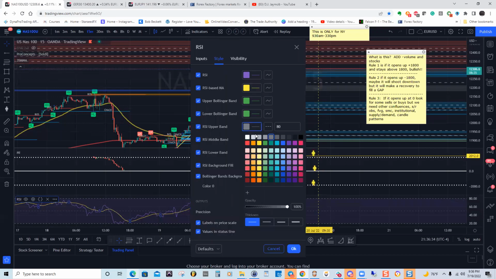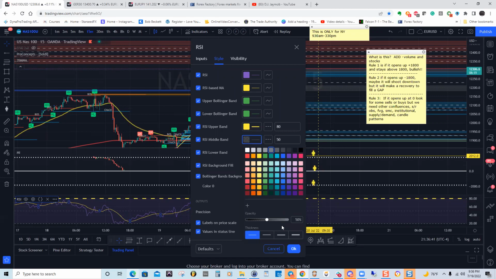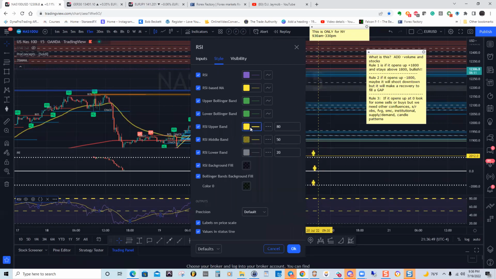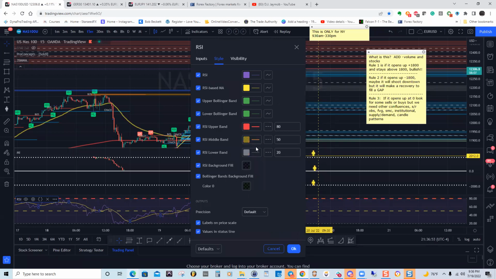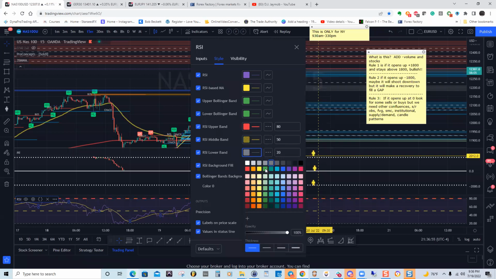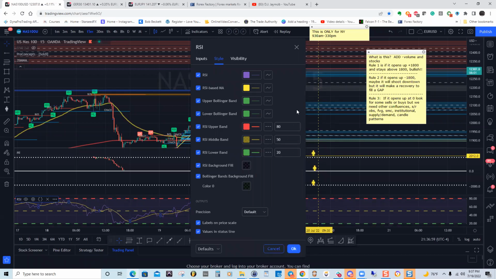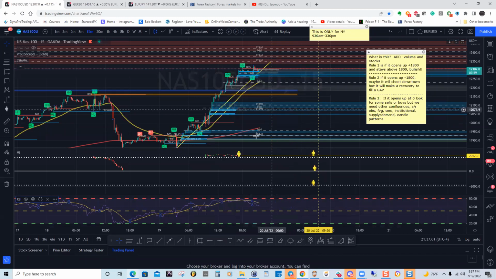RSI upper band, I want it yellow, right? Like this. And then here, yellow right there. Actually, let's make this red because it's the selling market, and let's make this green. Make that green, like that. Okay. All right. So where is it now?